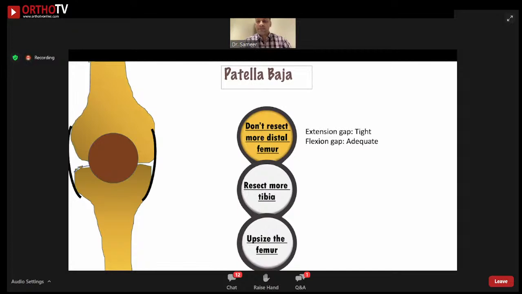So how will you manage that tight extension gap? You have to resect more tibia. When you resect more tibia, your flexion gap becomes loose and the extension gap becomes adequate. That loose flexion gap can be managed by upsizing the femur. Because in the case of flexion with patella baja, if you take more distal femur, that can again predispose or aggravate the patella baja, and that will limit further flexion of the knee.